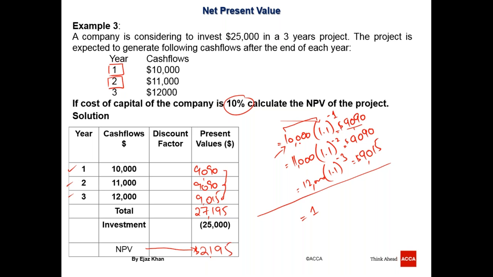In that case, we'll write $1 instead of 10,000. 1.1 raised to the power minus 1. So may I know the value? Yeah, 0.909.